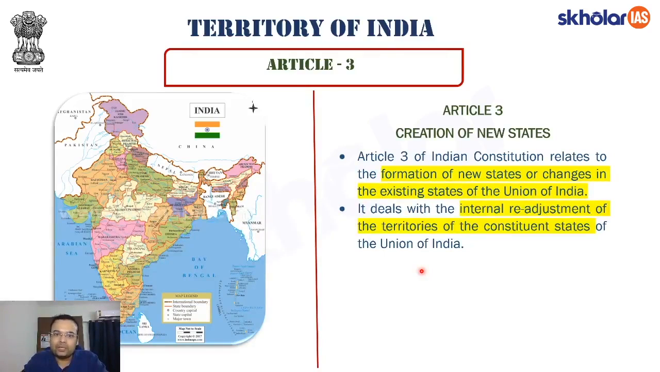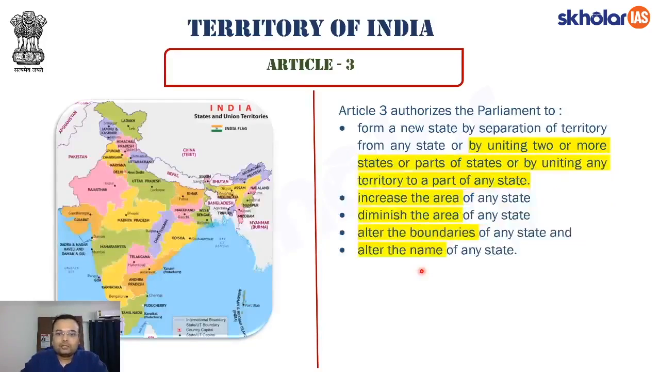What needs to be kept in mind is that Article 2 talks about acquiring new territories into the Union of India. That is, the territories which were so far not part of India. How exactly will they get included in India? Then we have Article 3, which essentially talks about everything that is already in India, already in the Union of India. So what exactly does Article 3 authorize Parliament to do?